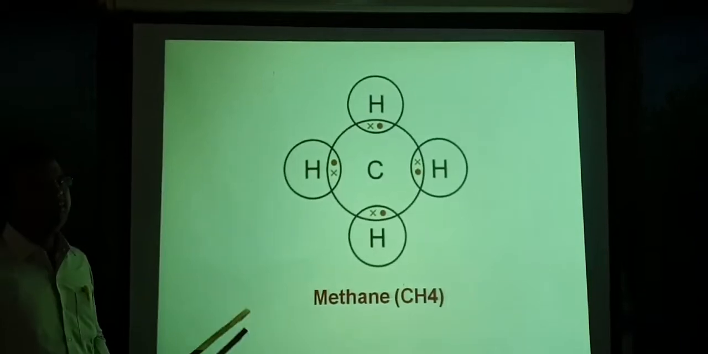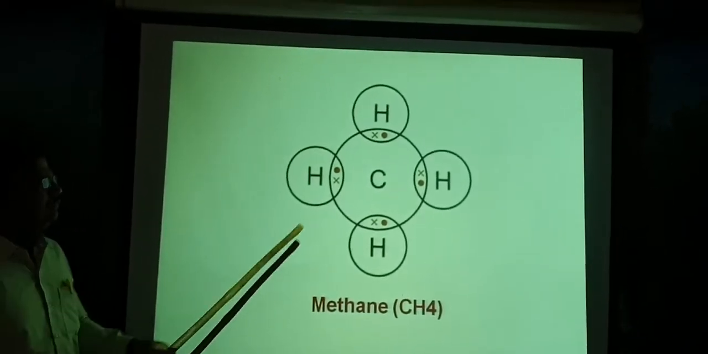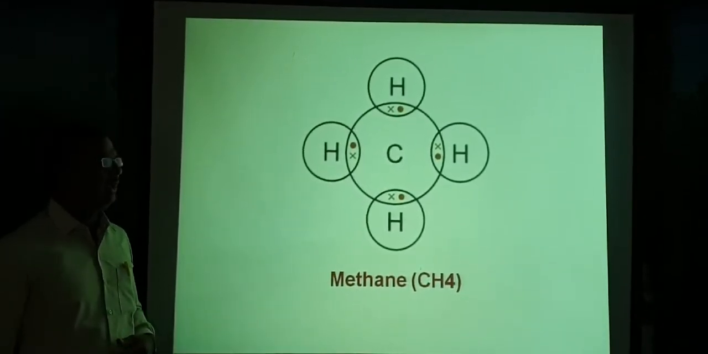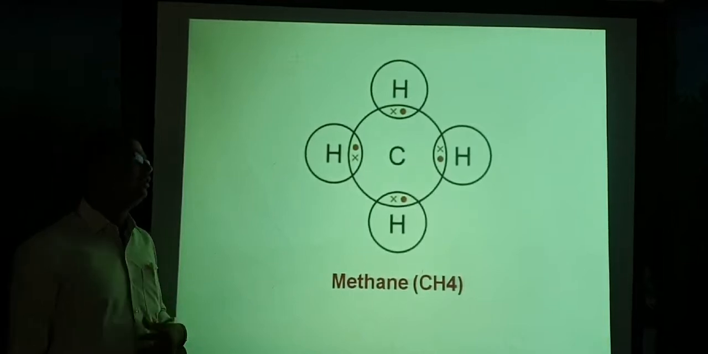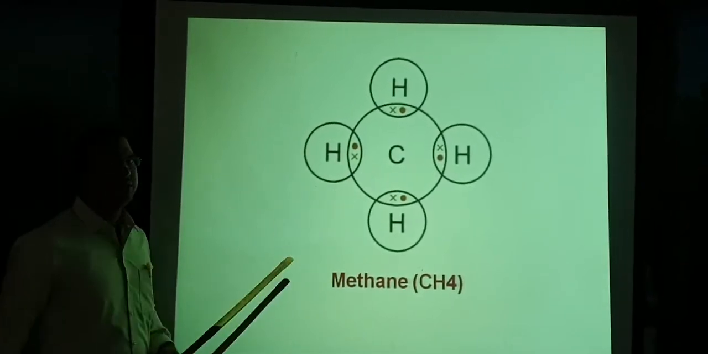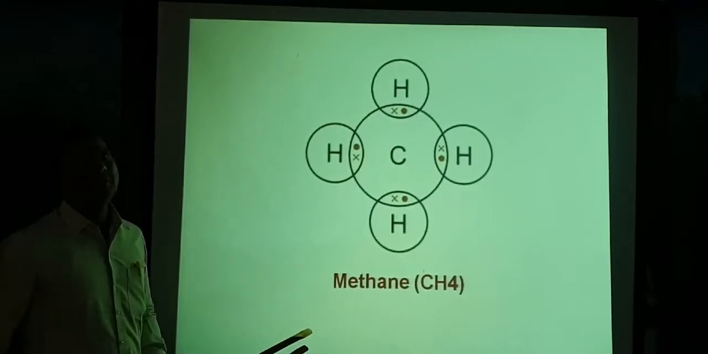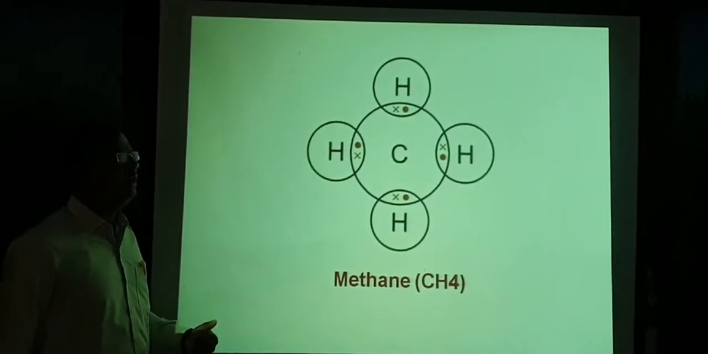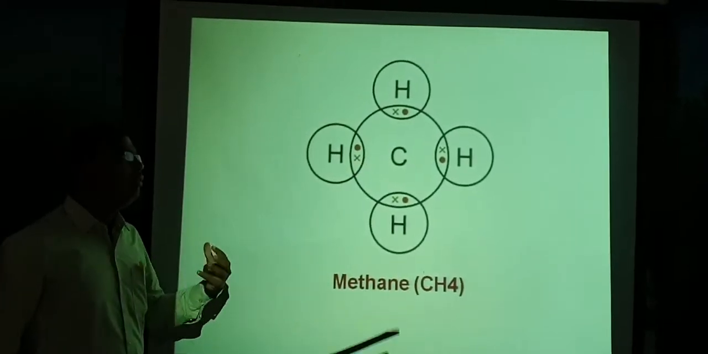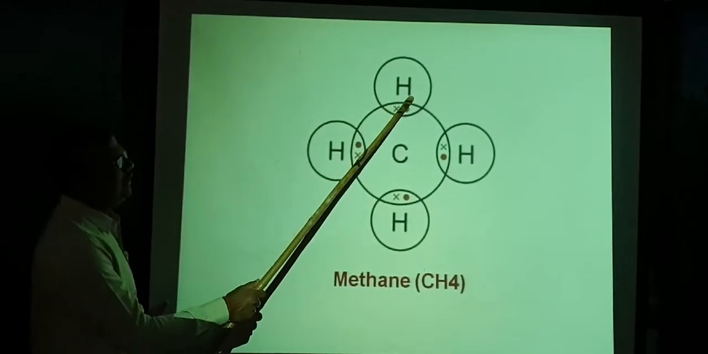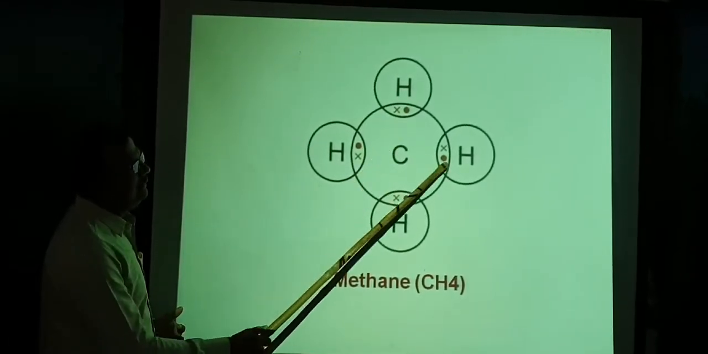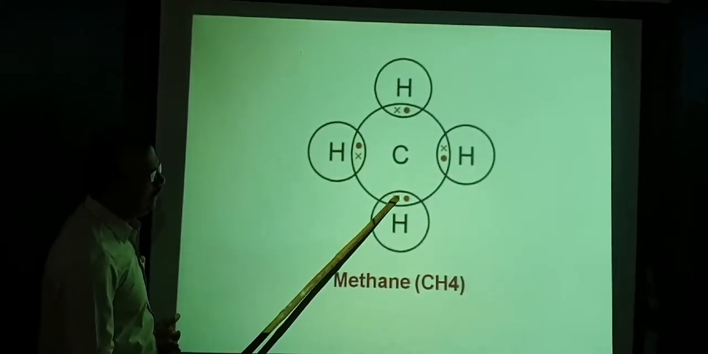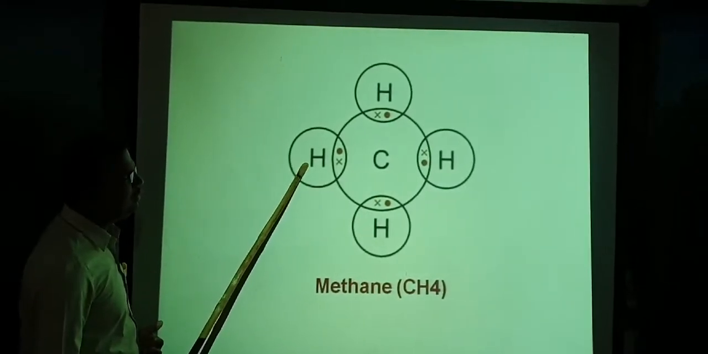This is another important example. This is called methane. Here the carbon has 4 electrons in its outermost shell, or 4 valence electrons. To complete its octet structure, it needs 4 more electrons. It gets those 4 electrons by sharing with 4 hydrogen atoms. This is one hydrogen atom, it shares 1 electron, and this hydrogen atom shares 1 electron. Here is one more hydrogen, it shares 1 electron, and this is another hydrogen, it shares 1 electron.